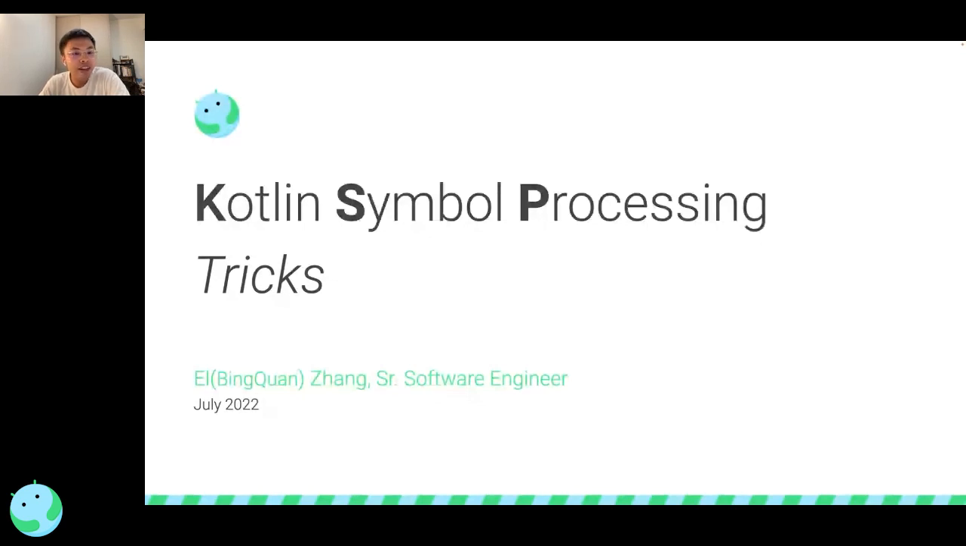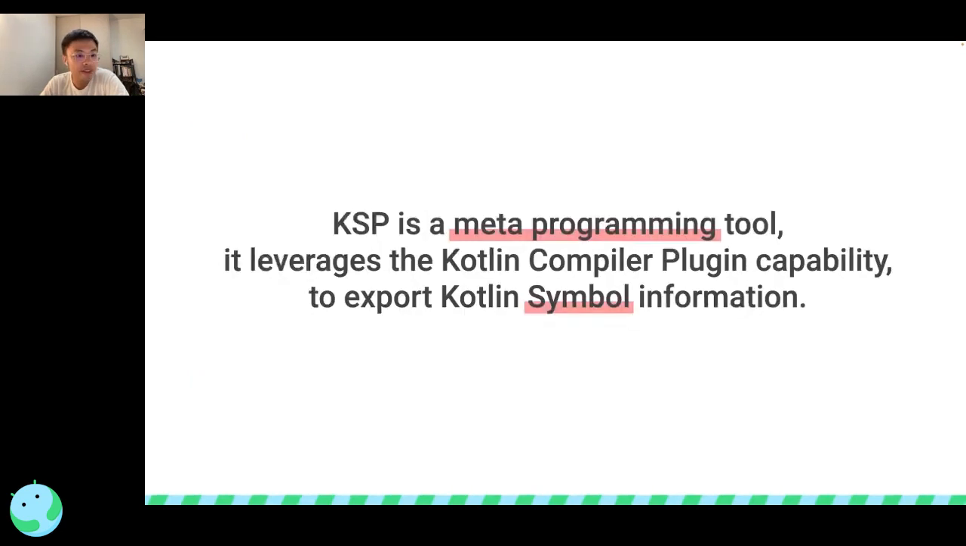To help our sharing be more inclusive, let me have a quick introduction to KSP. KSP is a metaprogramming tool. It leverages the Kotlin compiler plugin capability to export Kotlin symbol information. Basically, the Kotlin or Java source code will be transformed to a symbol tree like this one. And later, all symbol information will be passed to the KSP processor. So there's a provider, then the processor.